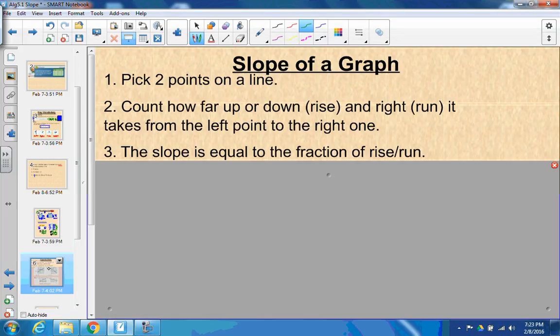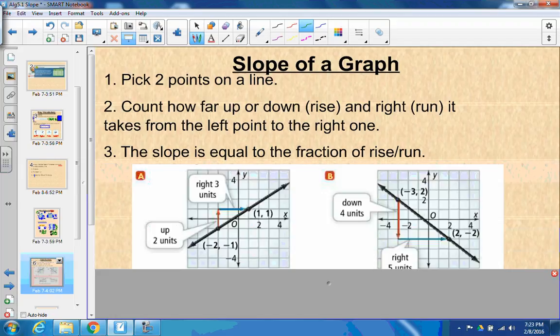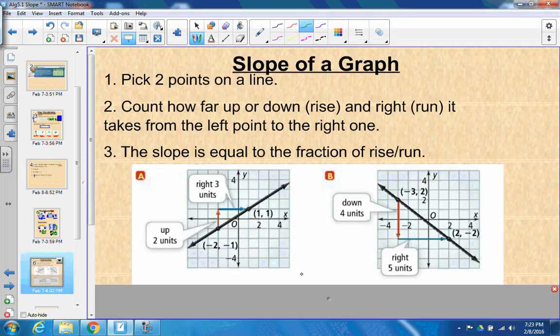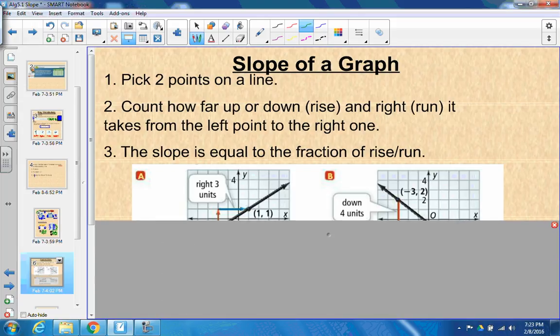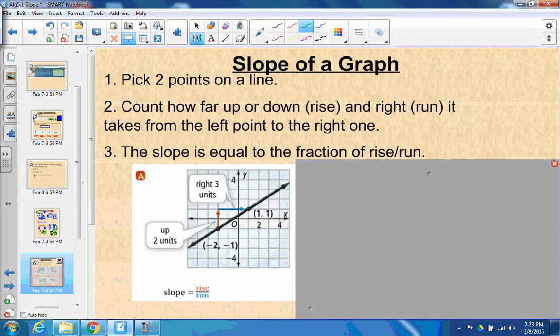So we're going to now find the slope of a graph. Now if you look at a graph, here's an example. Well, I have two examples. Let's cover this one up. Let's just do this one first.